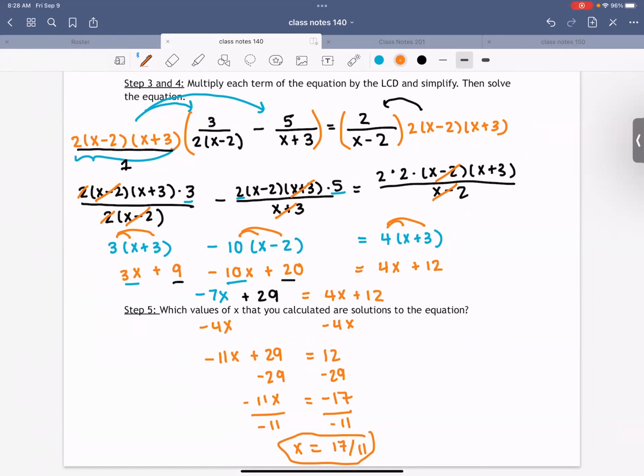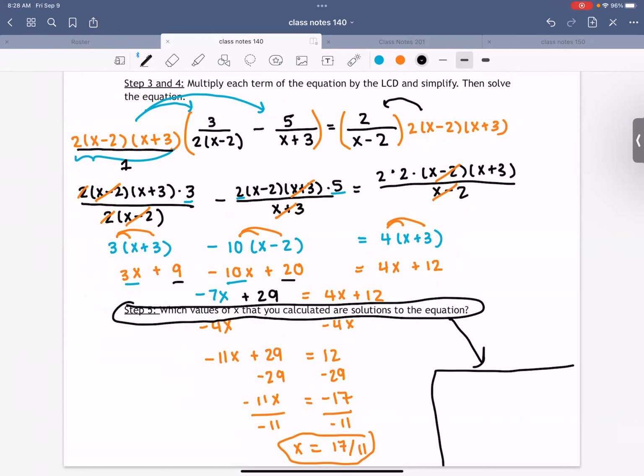I'm sorry that steps 3 and 4 took too much space. I'm actually going to move step 5 down here. Any questions on how I got x by itself?